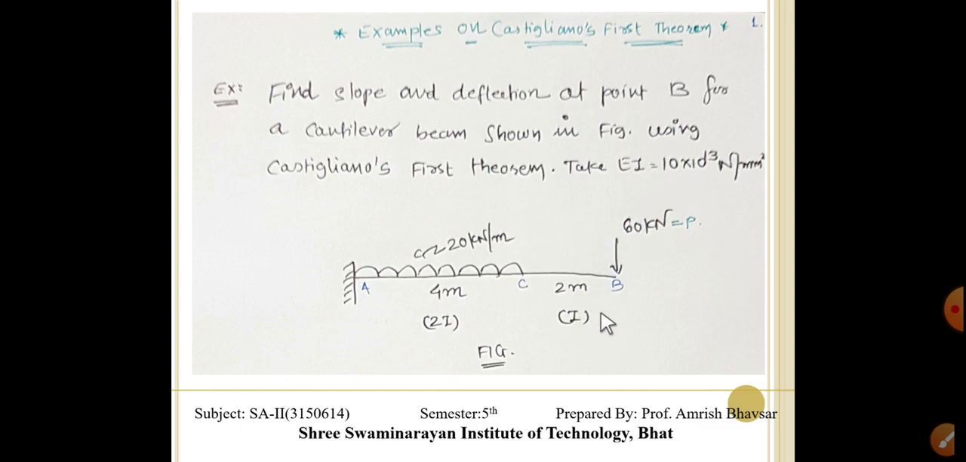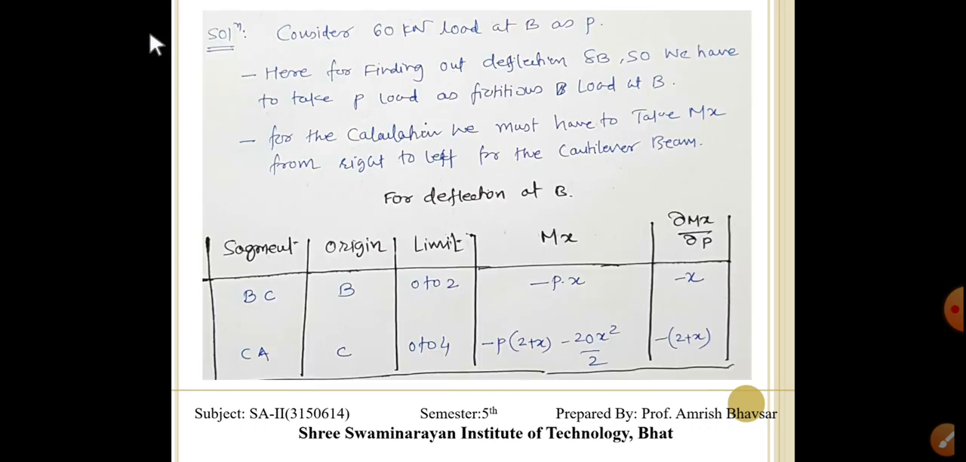Here, what are we going to find out? We have to find the deflection at point B and the slope at point B. For that, as per our criteria, we have to take a P load at point B. Now, let's start. Consider the 60 kilonewton load at B as P. For finding the deflection delta B, we have to take the P load as a fictitious load at B.